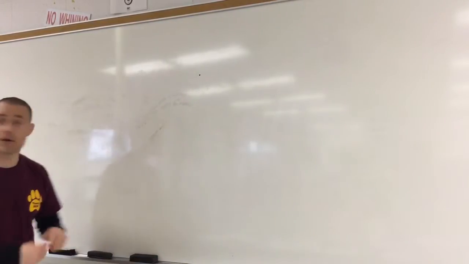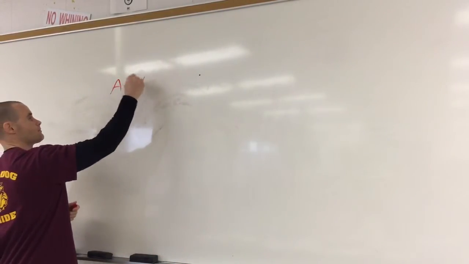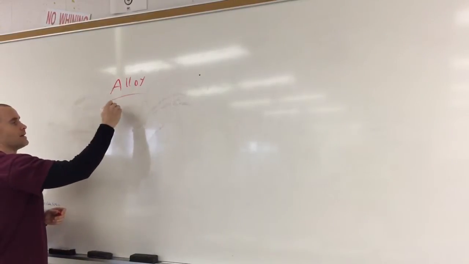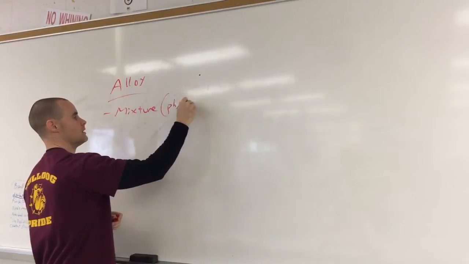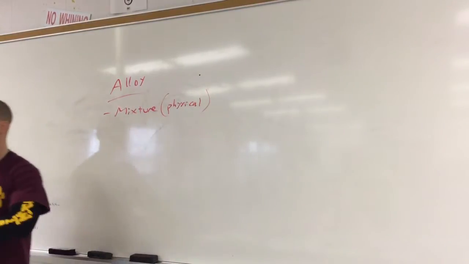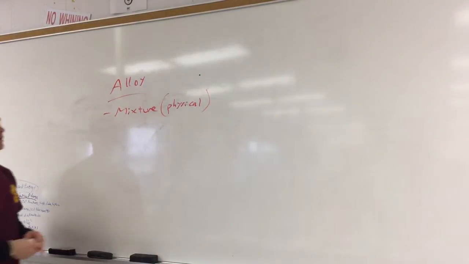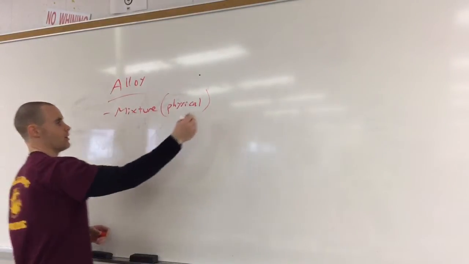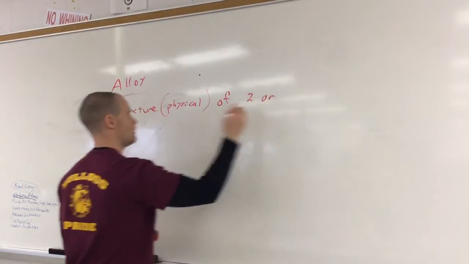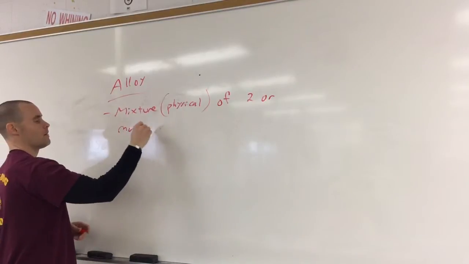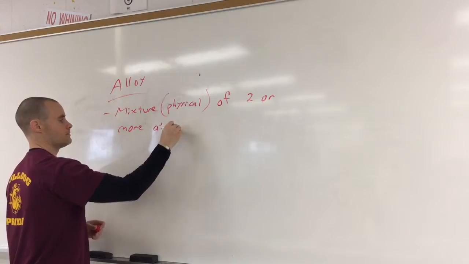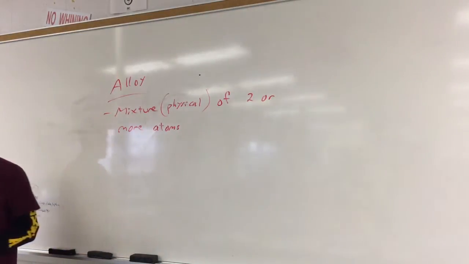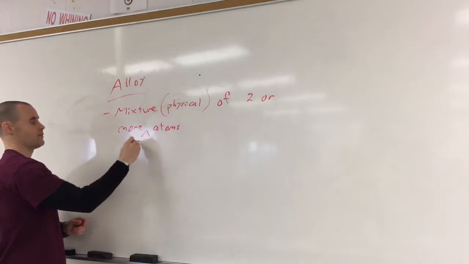All right. Real quick, what is an alloy? It is a mixture, and I'm going to put in parentheses here, it's physical. A physical mixture. There's no bonding going on at all. A physical mixture of two or more atoms. You know what? I didn't word that very well. I should say two or more different atoms. So I'm going to squeeze that in there. Different atoms.